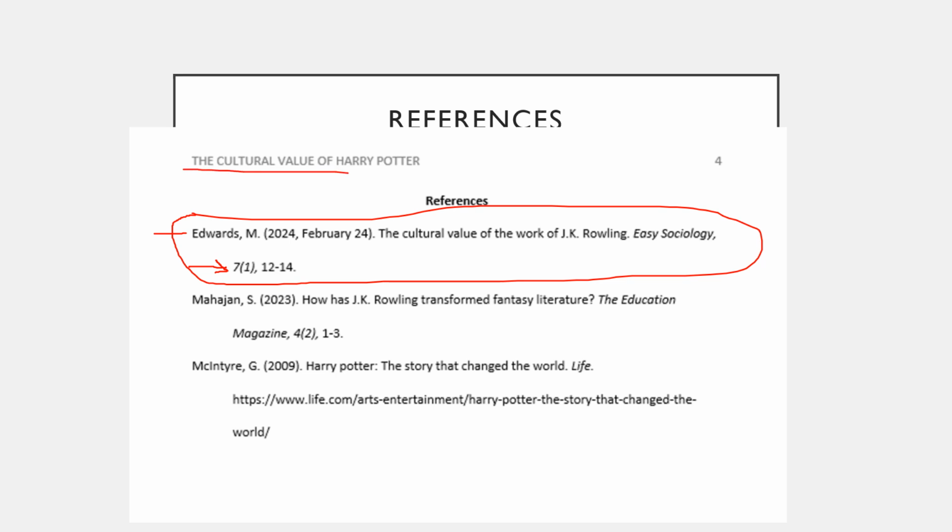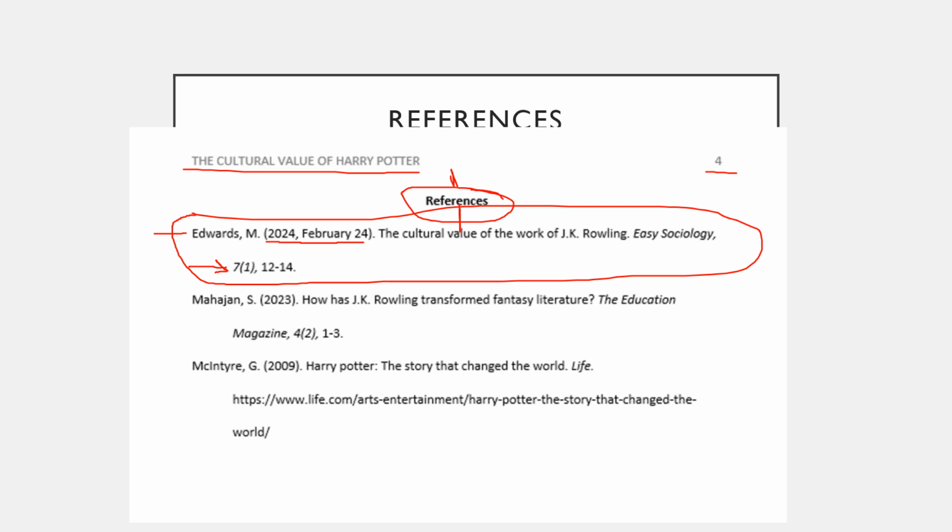Note that you still have the running head, you still have your page number, references is centered and bolded, and there's no extra spaces. So this source by Edwards is a journal. And the way that I know it's a journal is because number one, I have a year, month, and date. Books typically just have a year, not always, but that's one indicator that it's a journal or a magazine or something similar.